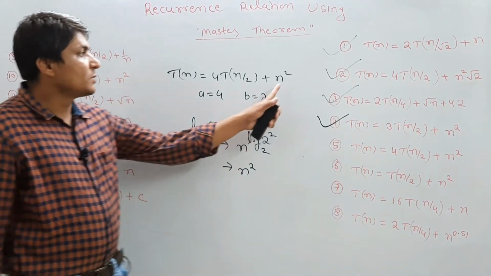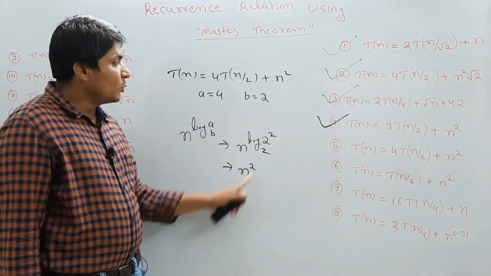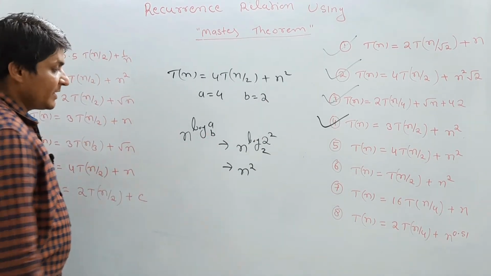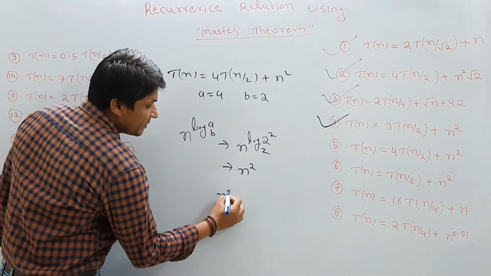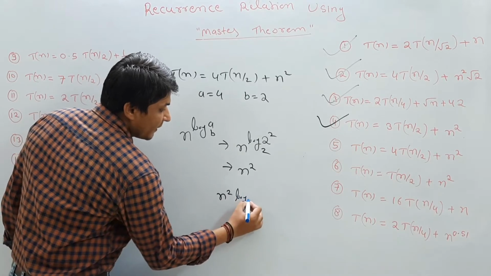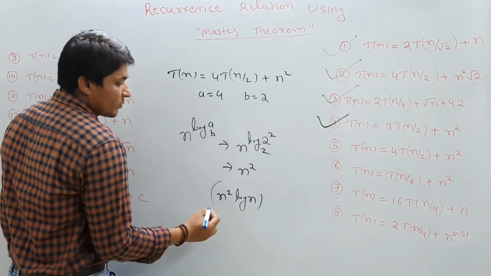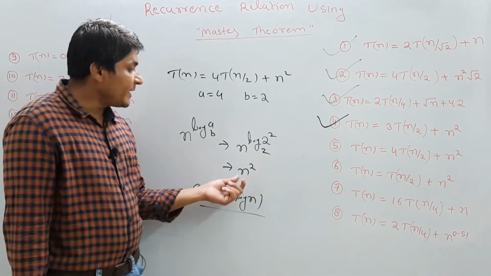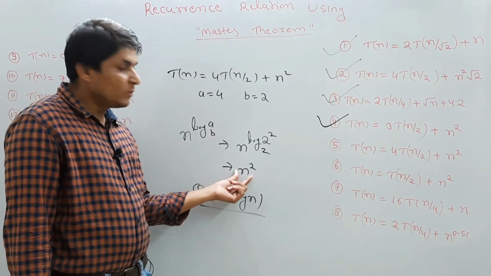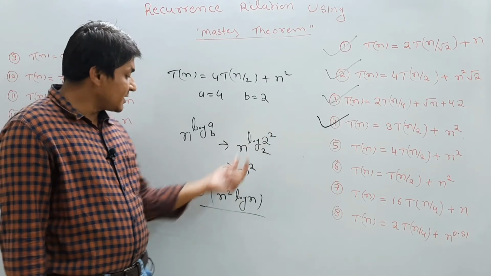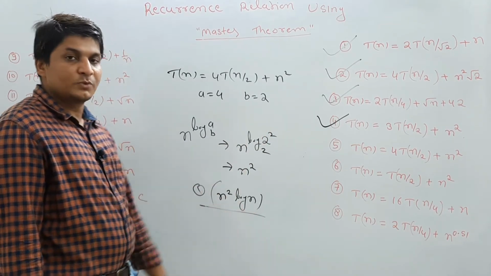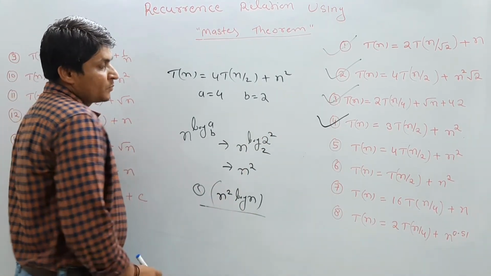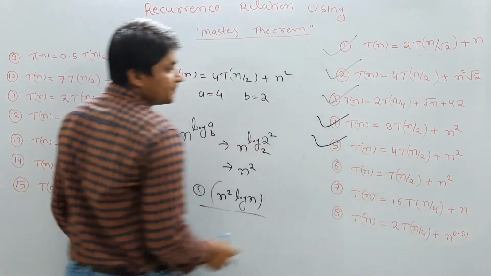Correct? This is also n square, this is also n square. Both are matching, it means we are going to simply multiply with log n. So n square log n. So time complexity is theta of n square log n. We multiply in either this function value or this function value, because both are same. That is the reason we are multiplying n square by log n. So this is example number 5.